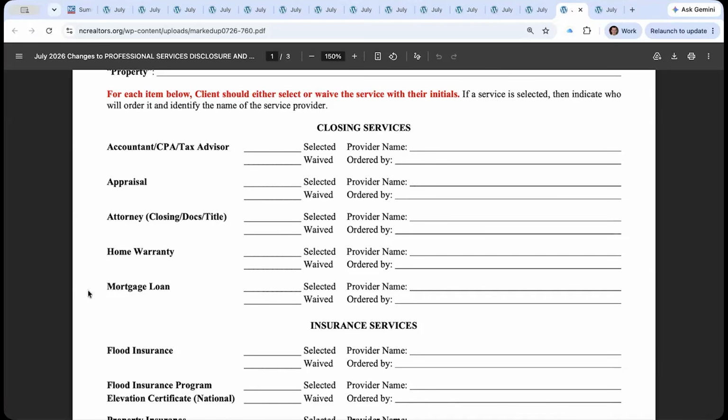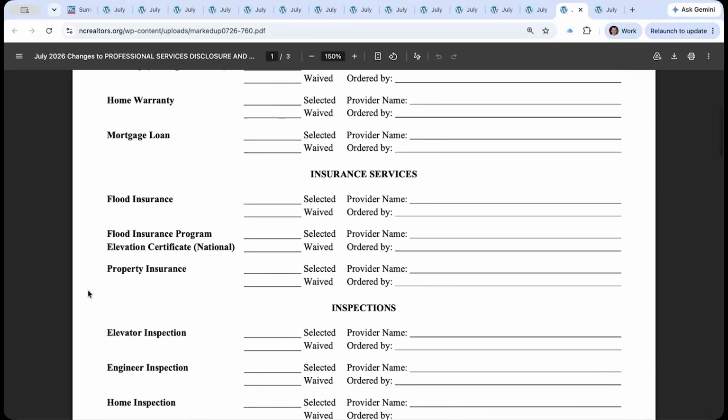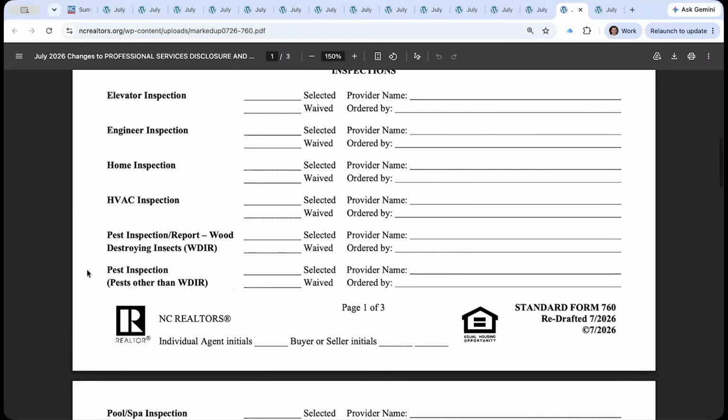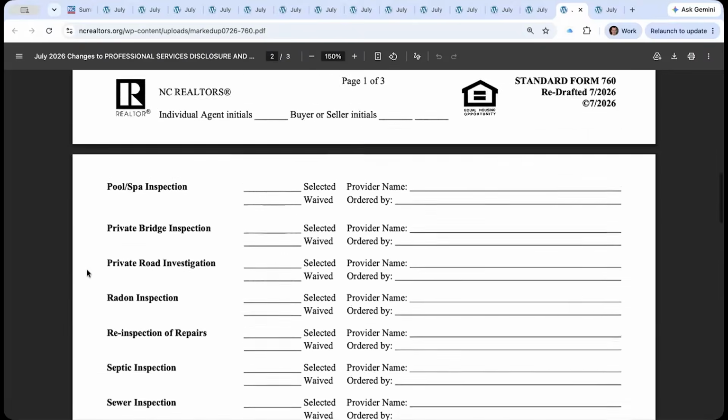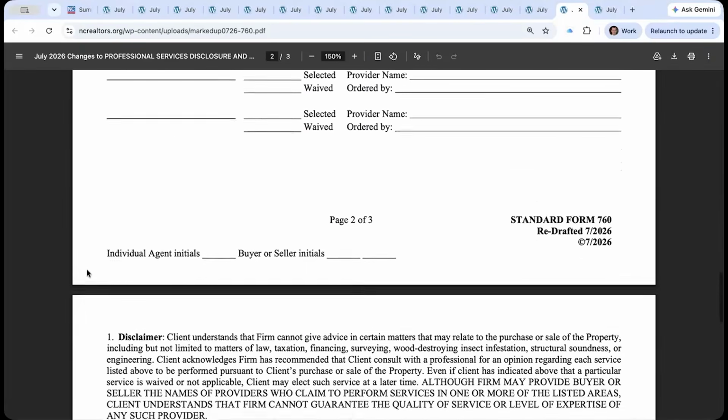So just know that the rewrite wasn't meant to change when or how you fill out the form. It was more about, let's get more specific. Let's talk about all the closing services. Let's talk about all the different insurance services. Let's talk about all the different kinds of inspections instead of just a few. So you can see now you've got almost an entire page just on inspections.